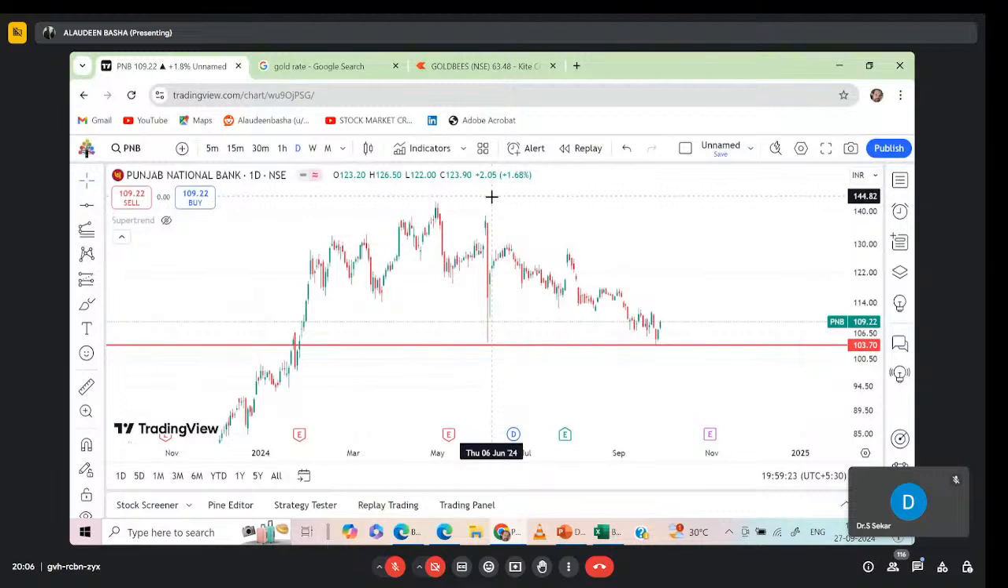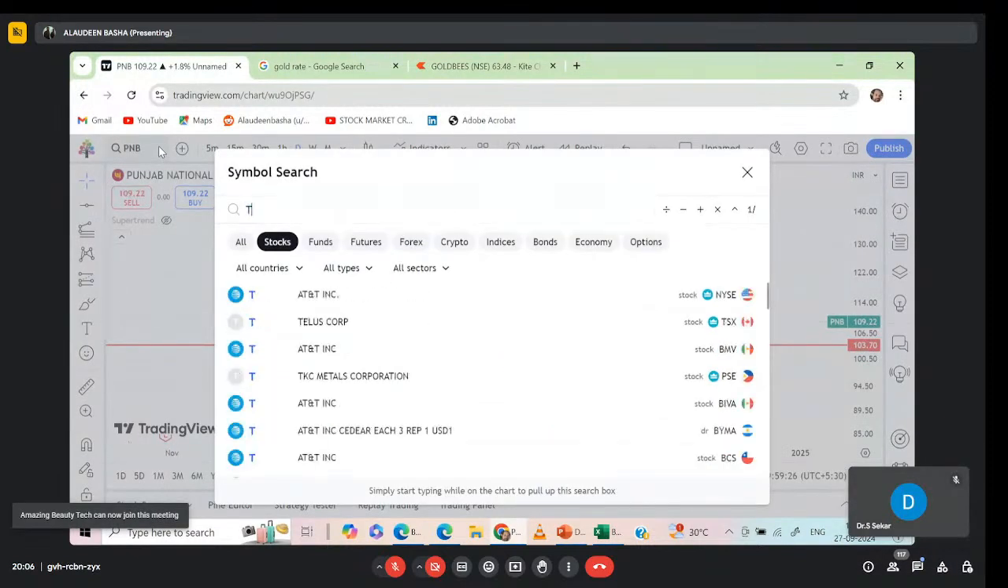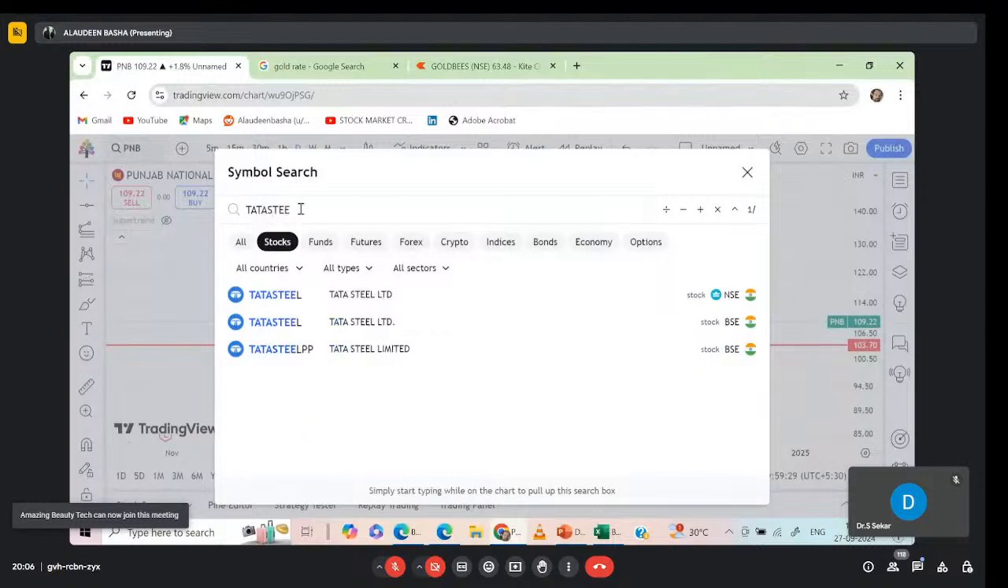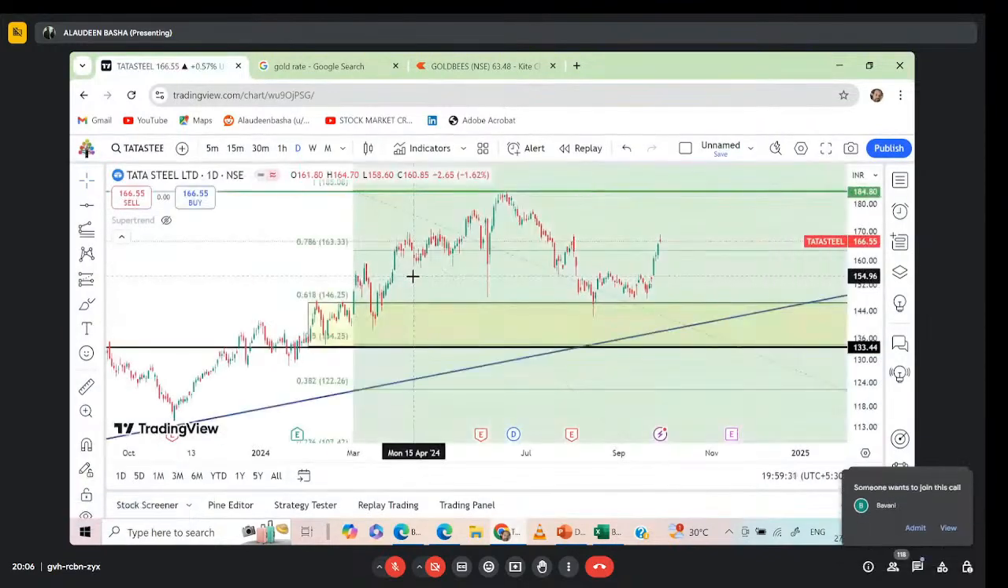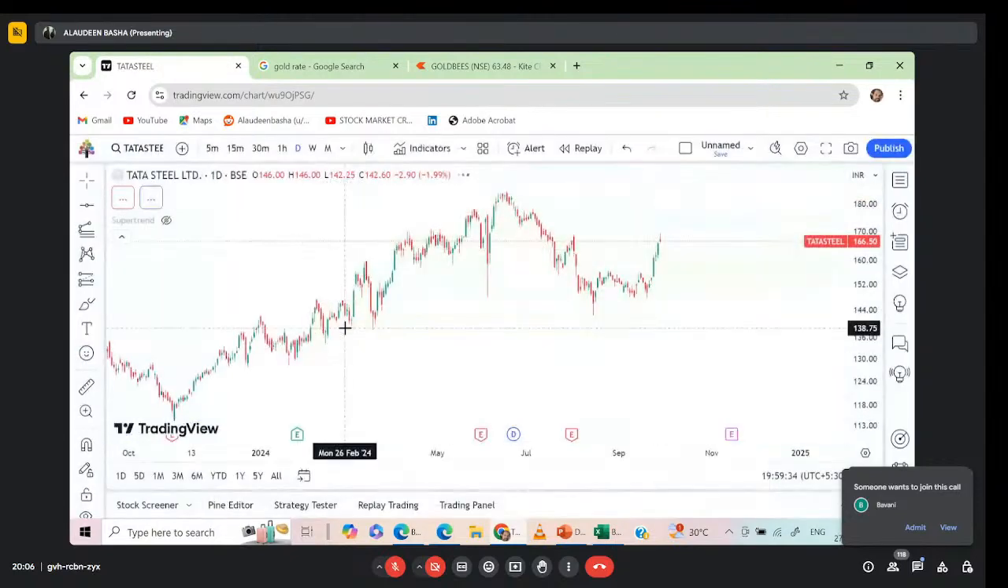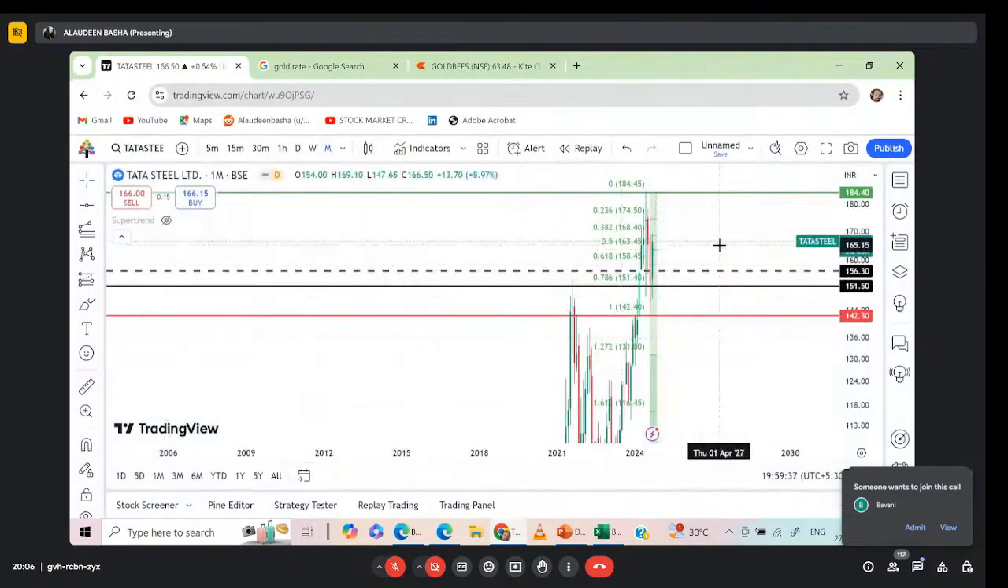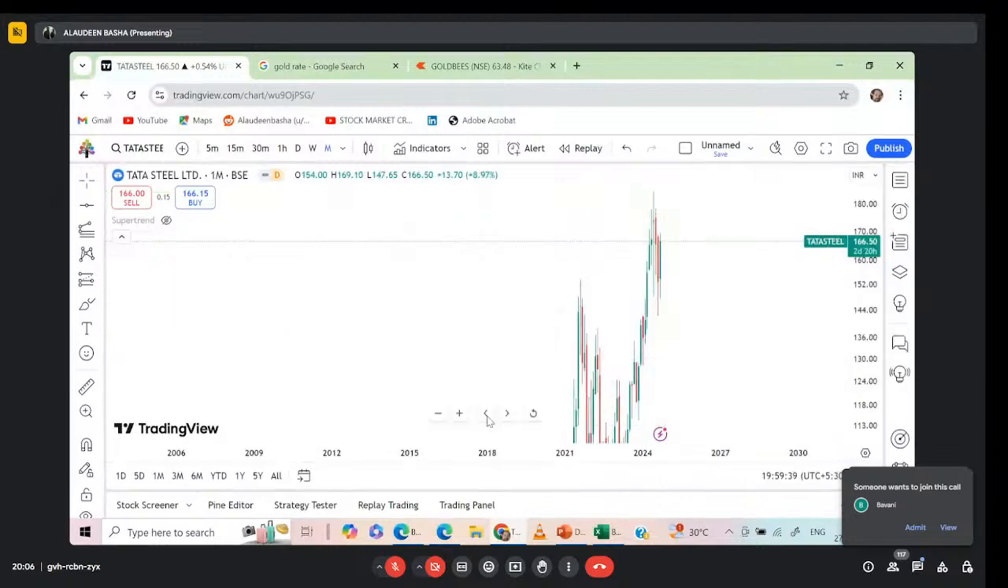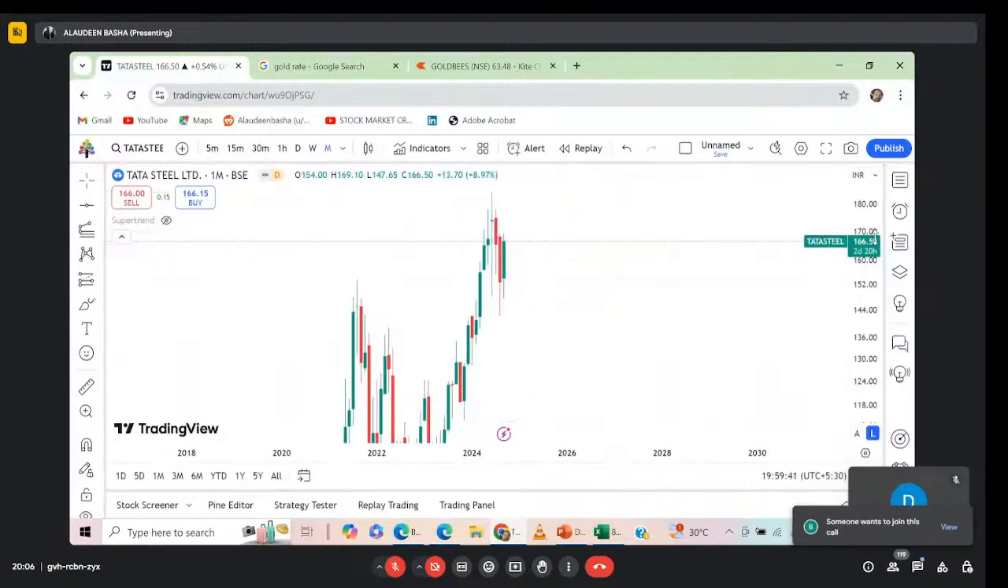Tata Steel, sir. Tata Steel. Yeah, very good. It's one of my favorites. Tata Steel, you just mark my word. What's the current price of Tata Steel? Anyone? 166.55, sir.